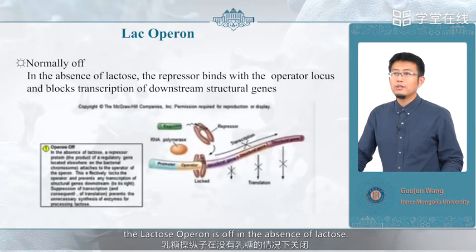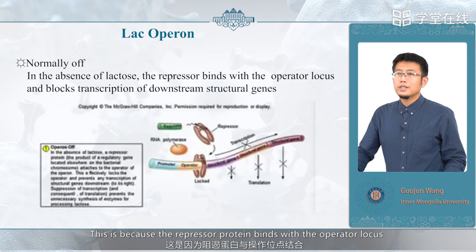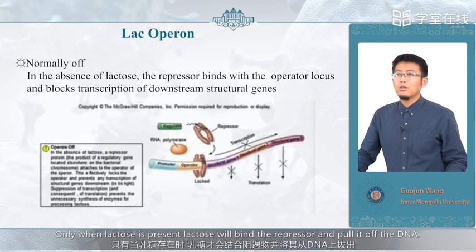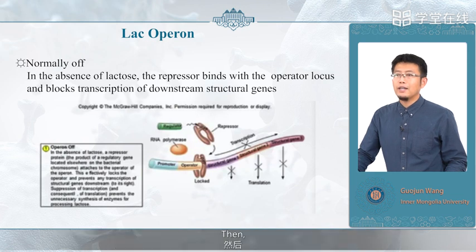Usually, the lactose operon is off in the absence of lactose. This is because the repressor protein binds with the operator locus to prevent the RNA polymerase from binding to the DNA and blocks the transcription of downstream structural genes. Only when lactose is present, lactose will bind the repressor and pull it off the DNA. Then the RNA polymerase will start to work.